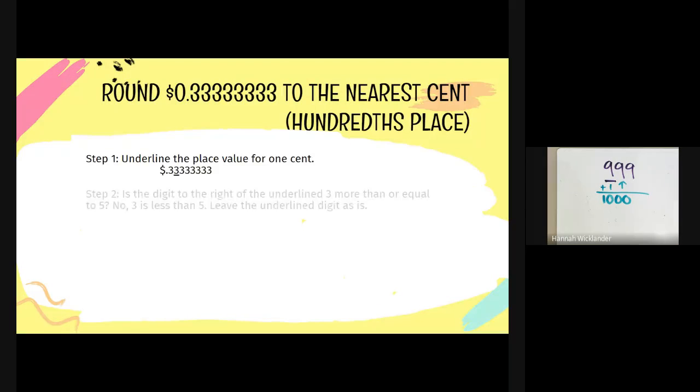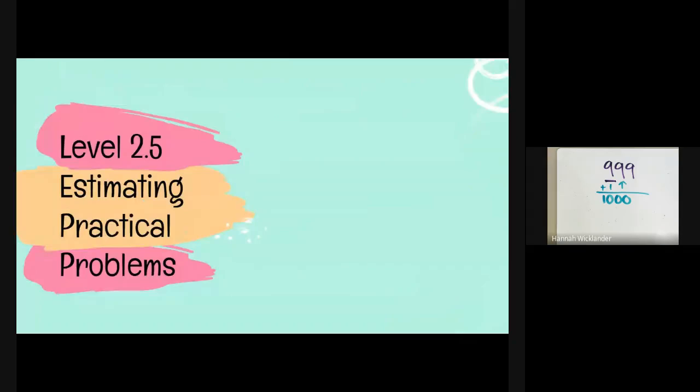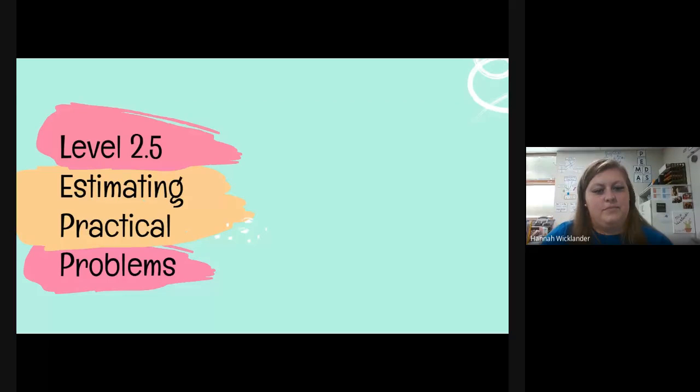Okay, I'm going to skip that one. Okay, now level 2.5, estimating practical problems. So you take what you've learned with rounding and now we're going to use it for estimating. Estimating just means to guess. But we're going to use rounding to estimate and guess.